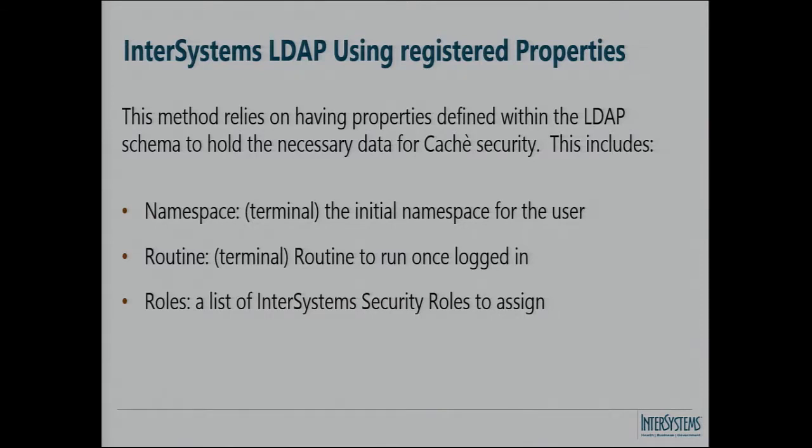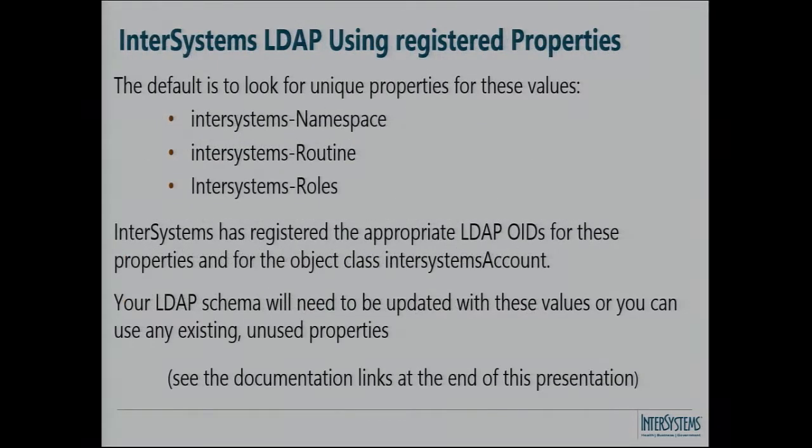When you go to set this up within InterSystems, there is some basic information that we need to have to satisfy the security protocols of the InterSystems platform. We need to know the namespace. We need to know a routine. Those are optional. We need to know the roles, and this is the important one. We have to know what you're allowed to do. So in LDAP, there's a couple of ways that you can indicate that for InterSystems in a basic setup. The first is you set up registered properties, and we provide you with a definition that you would include in your LDAP schema that defines the name.